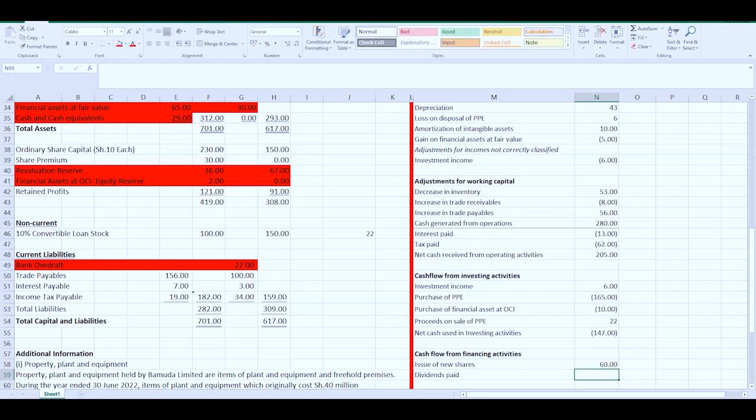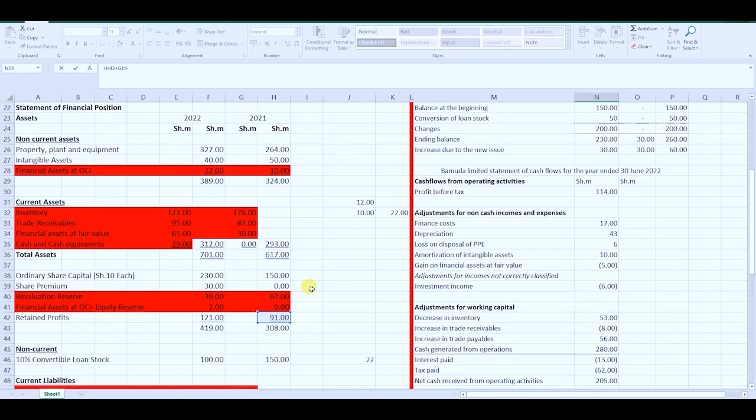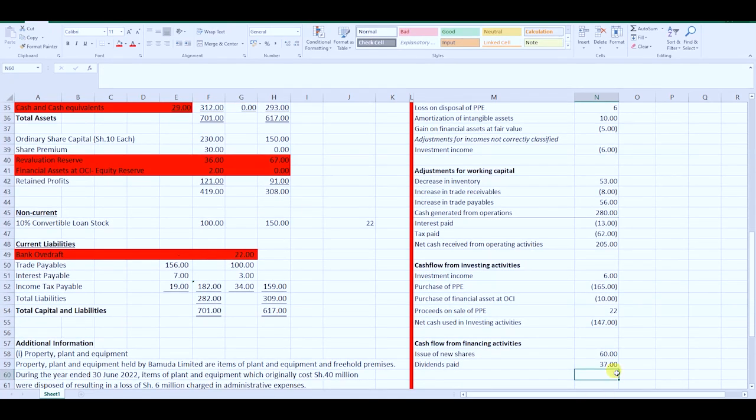I think the formula didn't pick very well. So plus the 91, and then we add this value here, and then we deduct this 121. Enter. This should be negative, so we put in a negative sign right there. Enter. Like that. Dividends paid.